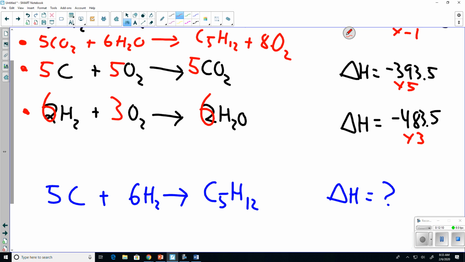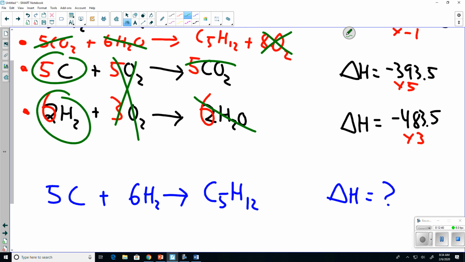I can prove it to you. Look in the first equation. I have 5 CO2 on the reactant side. I have 5 CO2 on the product side. They cancel each other out. I have 6 H2O on the reactant side. I have 6 H2O on the product side. They cancel each other out. I have 8 O2 on the product side. I have 5 plus 3 is 8 O2 there. I'm left with this plus this equals this, which is my equation.